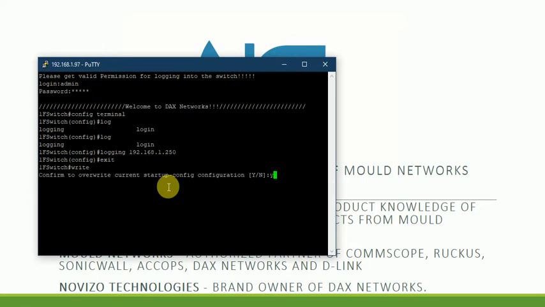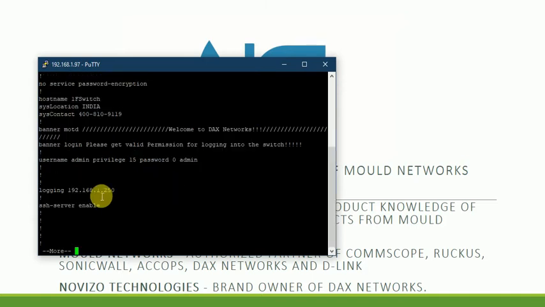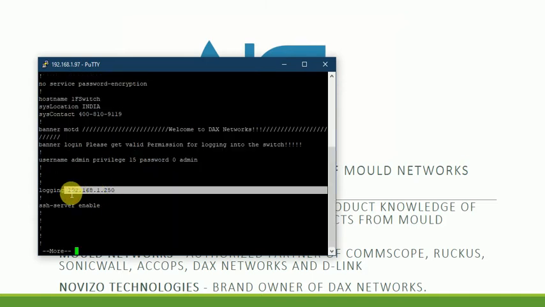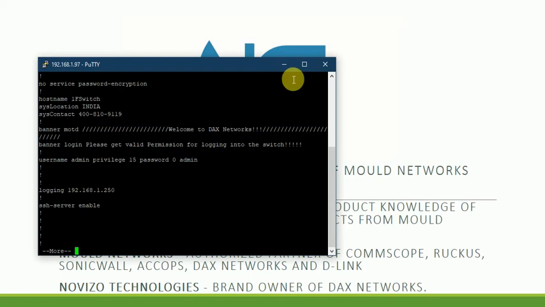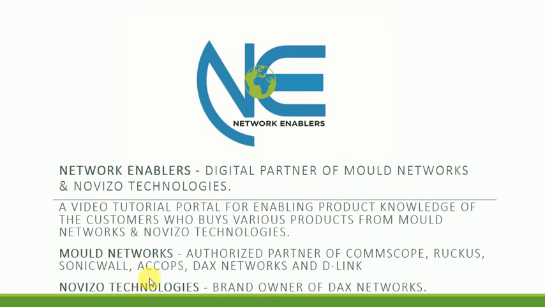Cross-check whether your configuration has been reflected on the running config of the switch. Yeah, you can see the server IP here, it got updated. That's it, you've completed the configuration in switch. Now we will move on to the NAS.